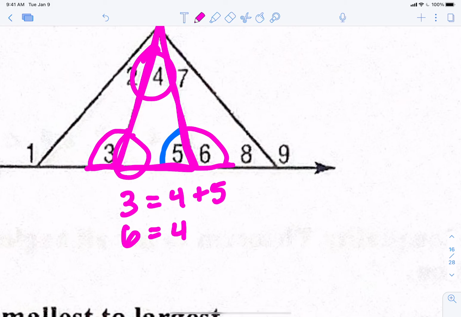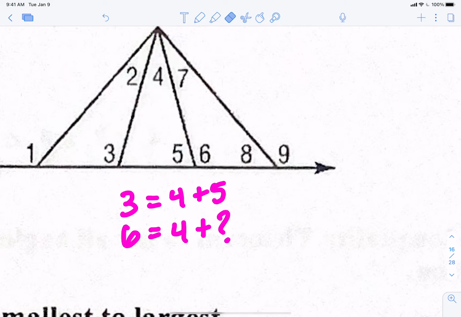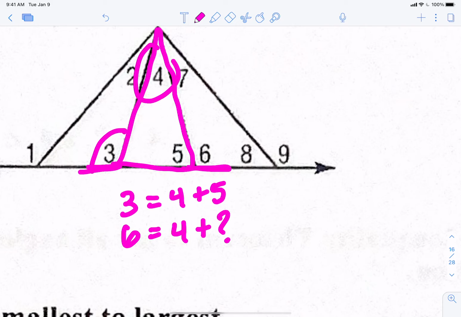2, 4, and question mark. 4 and question mark is what angle 6 is. Why not 2? Because it's on the other side. If I'm just looking at this triangle right here, and I'm looking at angle 3 and angle 6, 3 is 4 plus 5, and 6 is 4 plus question mark. Why are you doing angle 3?